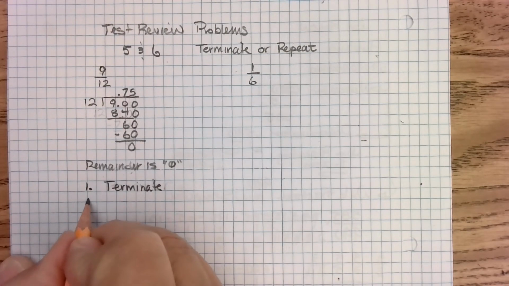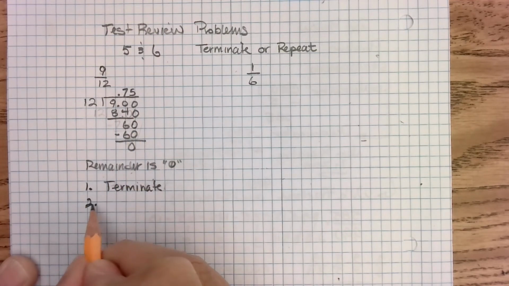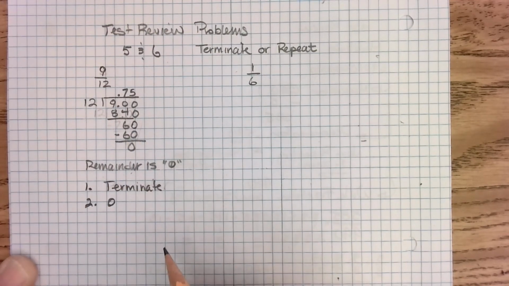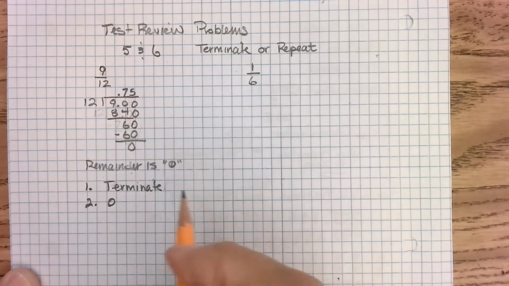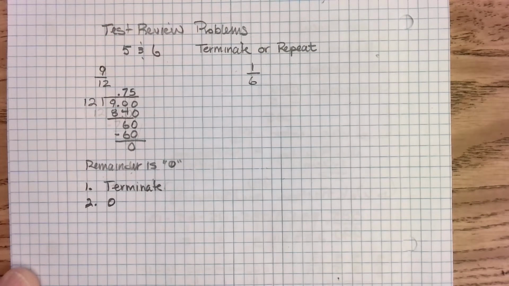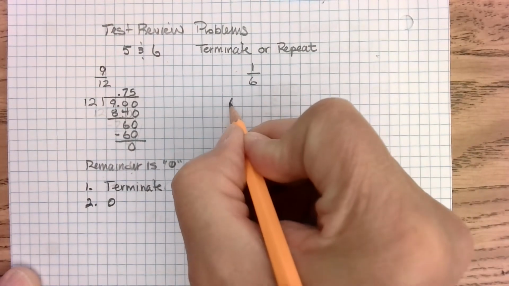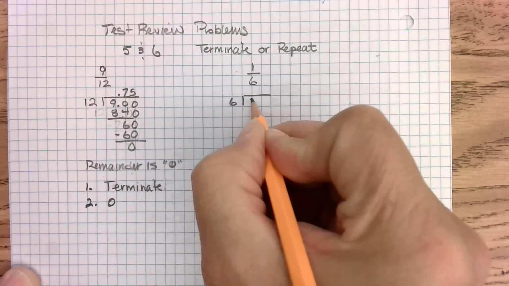And then what causes the decimal to terminate? It's always 0. Okay? Now, if it doesn't terminate, the other type is it has to repeat. So this is going to be a repeating one. And we're just going to take 1 and divide it by 6. So 6 is on the outside, 1's on the inside.